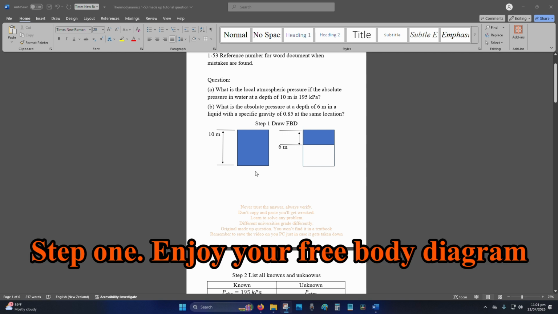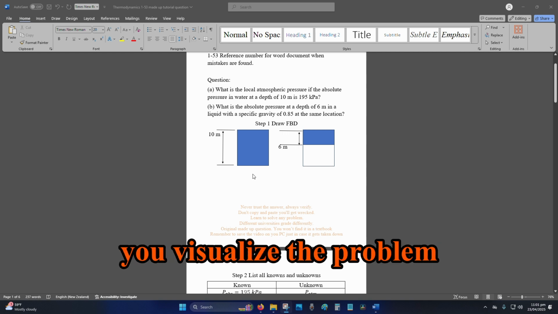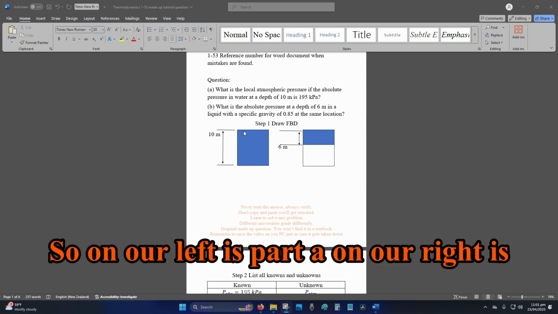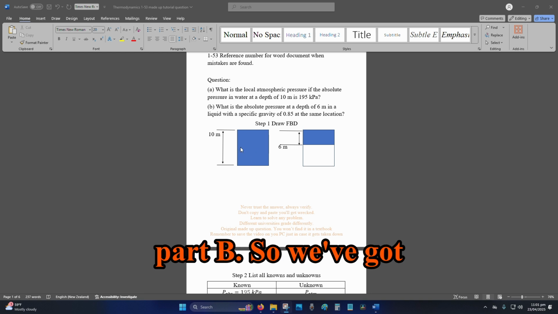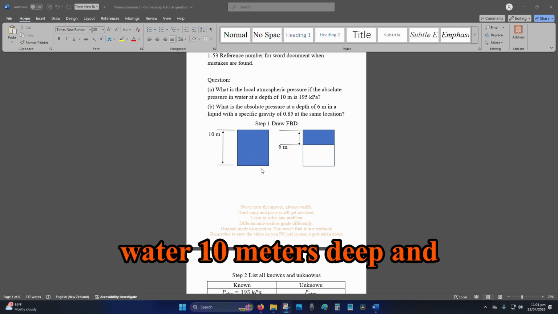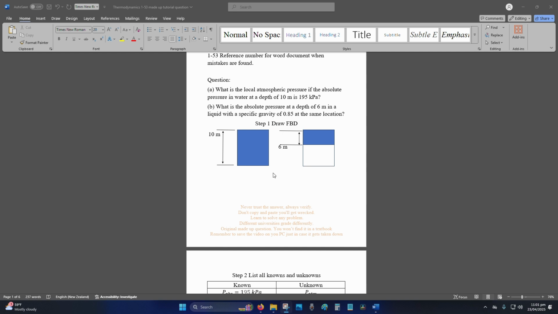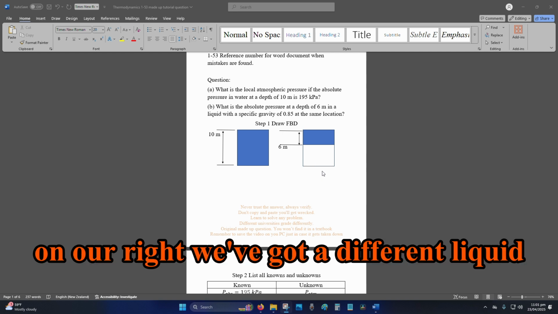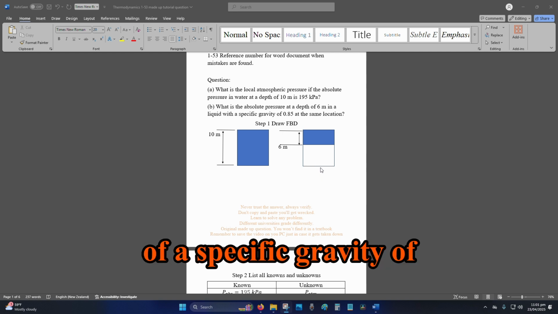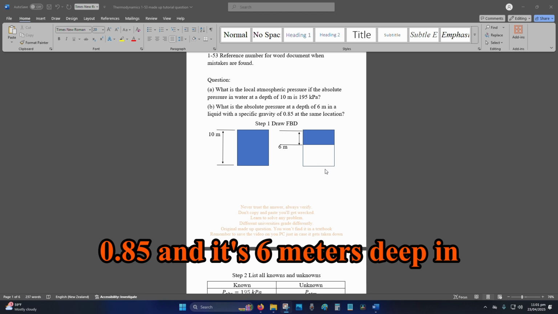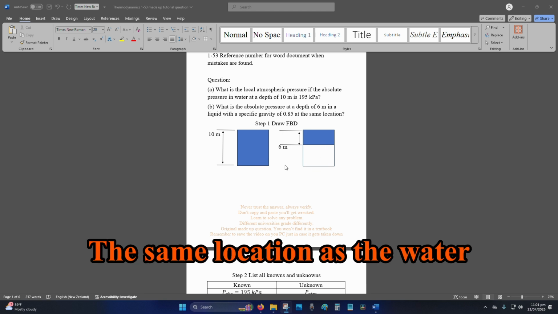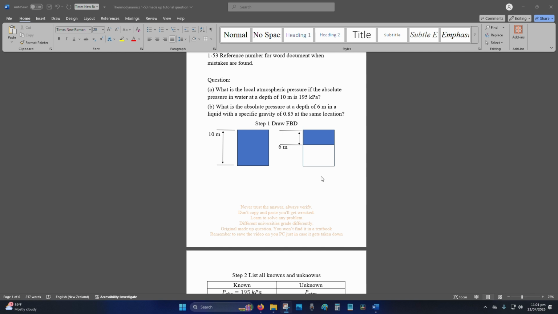Step 1, draw your free body diagram, your FBD. This will help you visualize the problem. So on our left is part A, on our right is part B. So we've got water 10 meters deep, and we have a pressure of 195 kPa, absolute. On our right, we've got a different liquid of a specific gravity of 0.85, and it's 6 meters deep in the same location as the water.